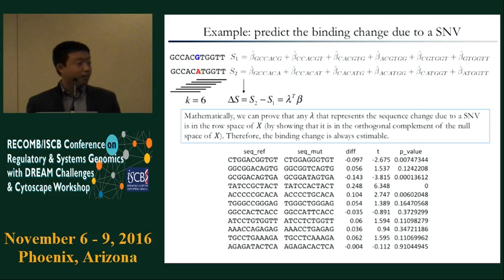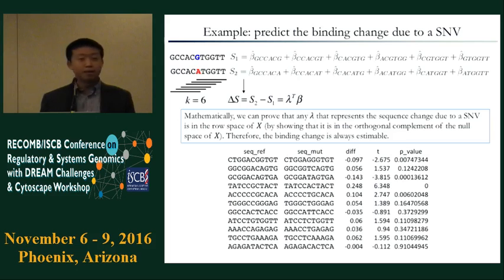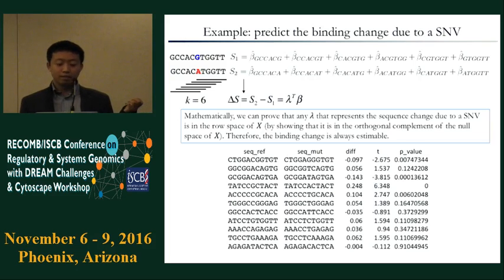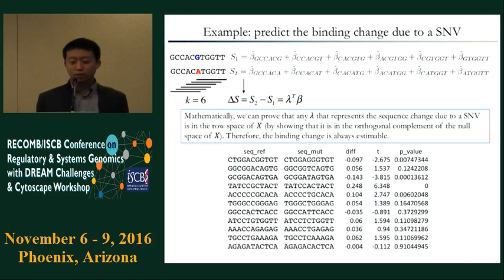And here on the bottom is a simple output of our OLS estimate. We are given a reference sequence and the mutated sequence, and we can calculate the difference as well as a t-statistic. With regard to that difference, we can also give a p-value.